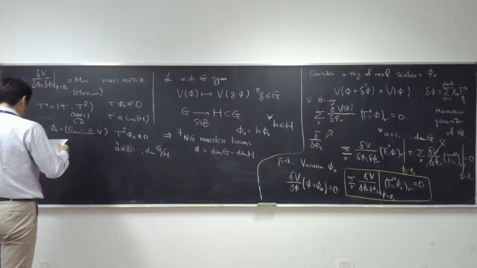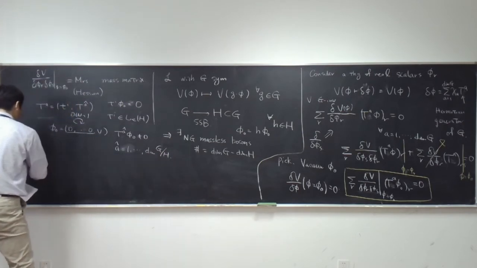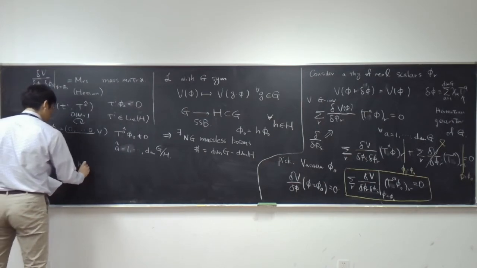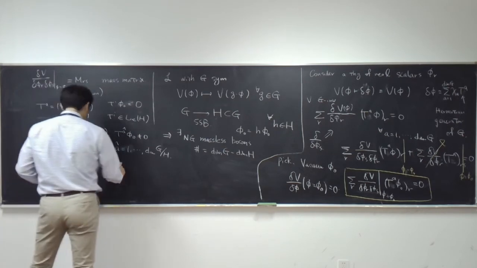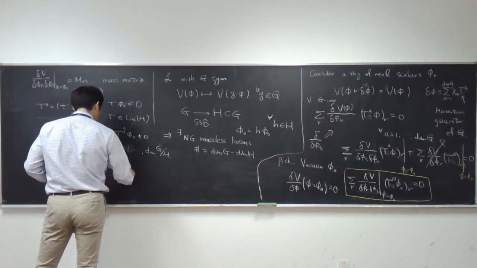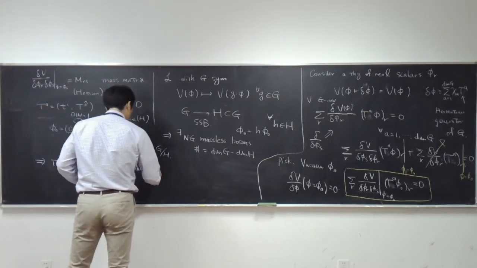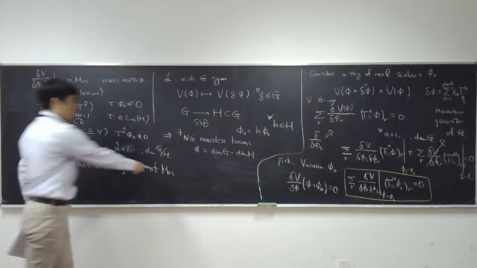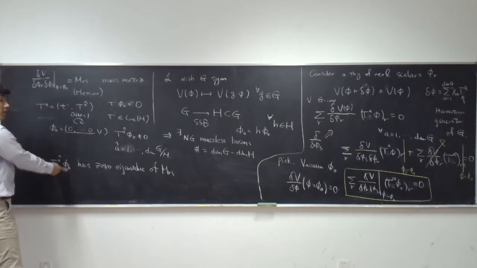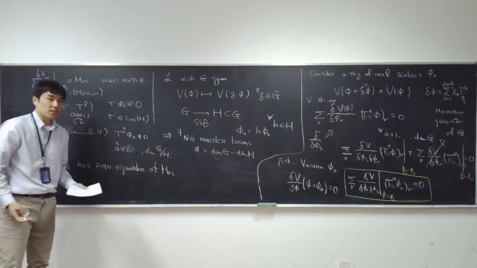So the equation here will tell you that T_A hat phi naught has zero eigenvalue of the matrix M_RS. So this is the mass matrix. Mass matrix times this T_A hat phi naught, you get zero, which means it is a zero mass.